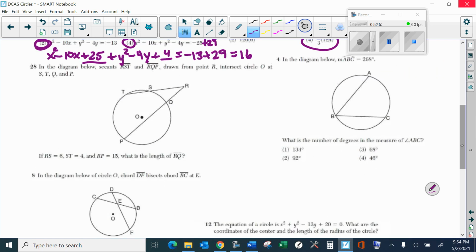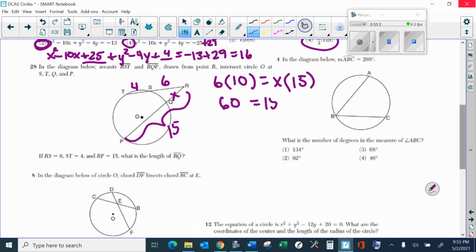Okay. Here we have two tangents. RS is 6, ST is 4. RP, the whole length, is 15. What's the length of RQ? We call that X. Remember, whenever secant is outside times the whole, 6 plus 4 is 10, equals outside, the X, times the whole, which is 15. So I have 60 equals 15x, so x equals 4. What's the length of RQ?